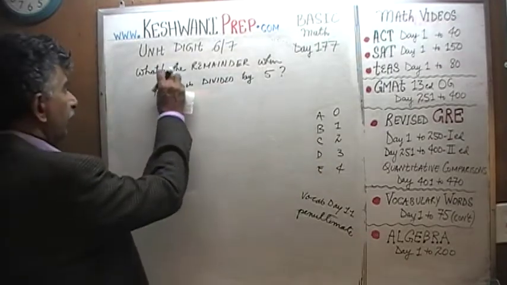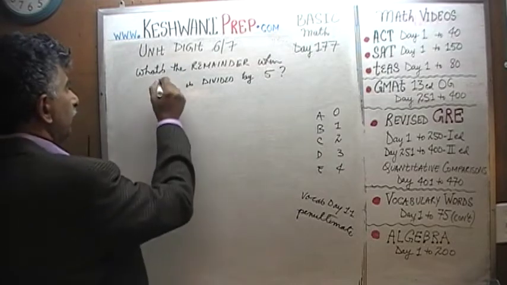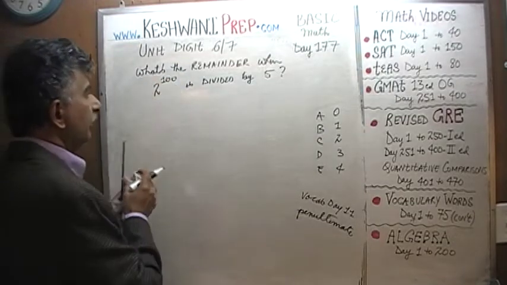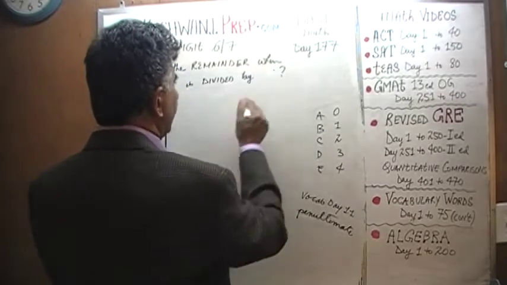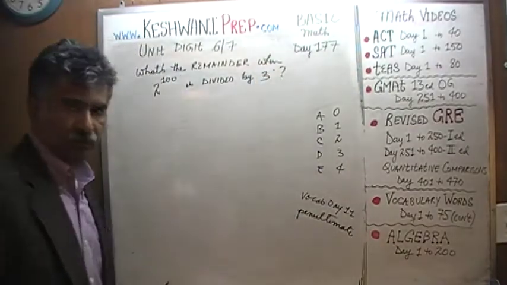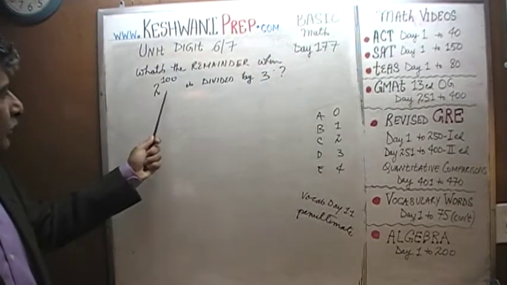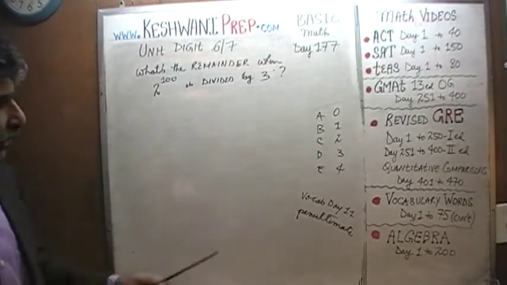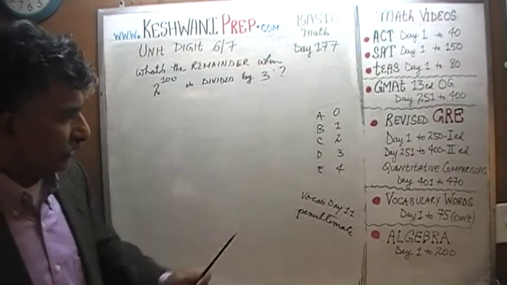Instead of 2 raised to 125, let's make it 2 raised to 100. And instead of 5, let's make it 3. So the question now is, what's the remainder when 2 raised to 100 is divided by 3? And these are the answer choices: 0, 1, 2, 3, 4, and 5.